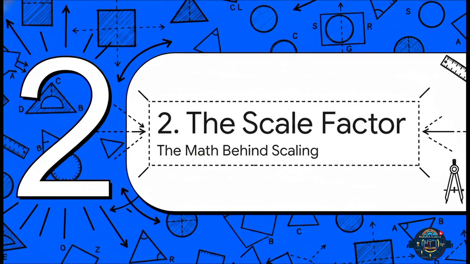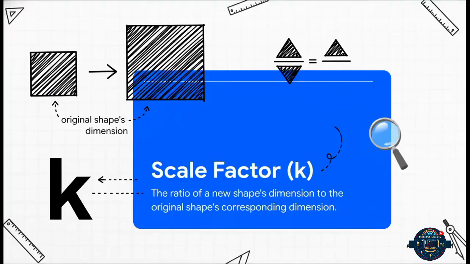Okay, so if we're going to do this right, we can't just eyeball it, right? We need a super precise rule. And that rule's called the scale factor. Honestly, this is the mathematical heart of this entire topic. So, this scale factor, you'll often see it written as the letter K. It's just a ratio. That's it. It's the instruction that tells us exactly how much bigger or smaller our new drawing needs to be.